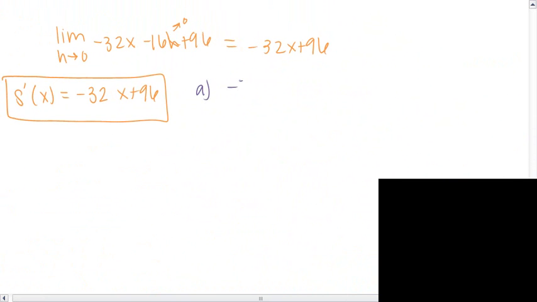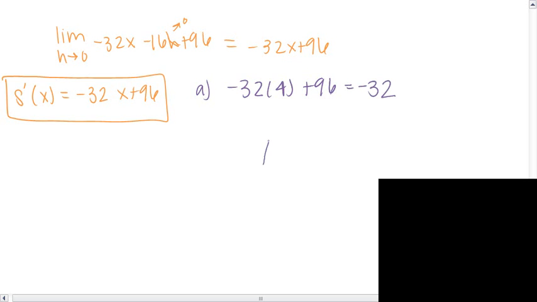So for part A, we would just do negative 32 times 4 plus 96. I'm getting negative 32 for that, which would mean that the velocity at this point is negative 32. So if you think about a ball in the air, it would be going downhill because the slope of that tangent line is negative 32.